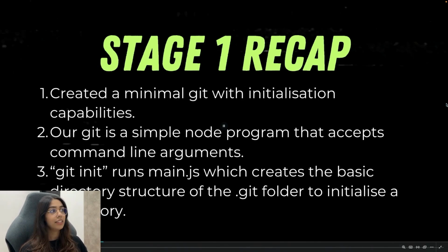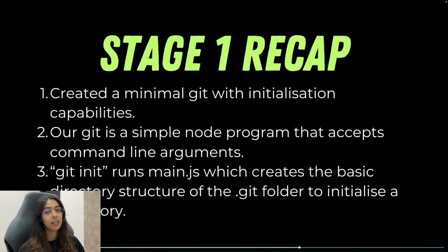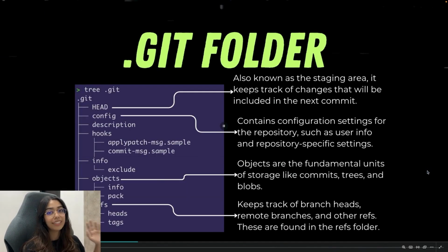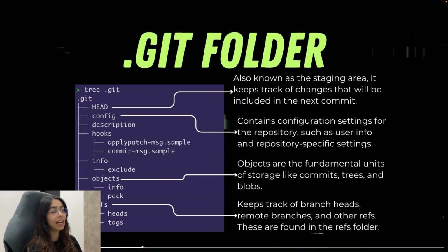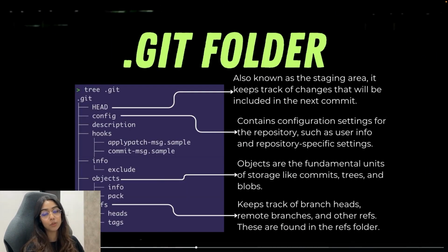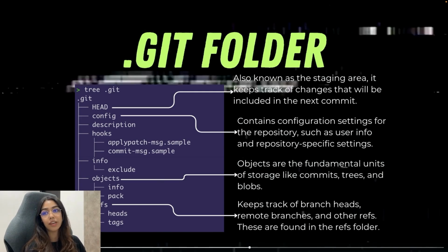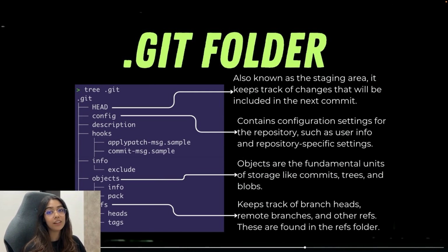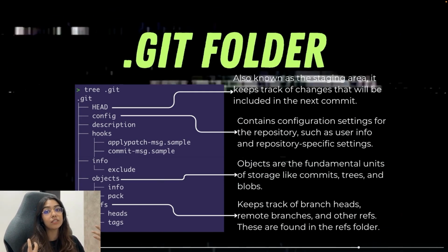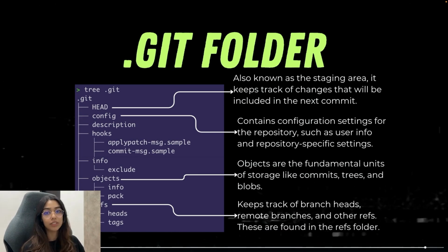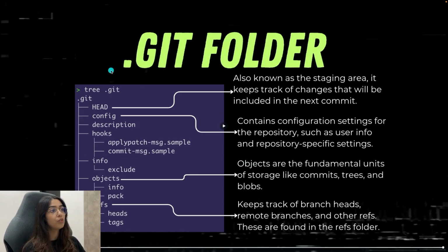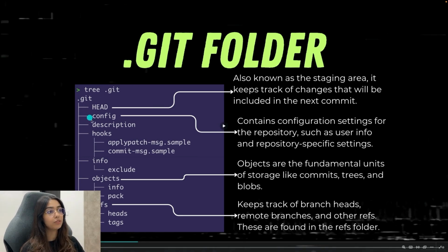So this is a recap of stage 1. In stage 1, I created my very first Git command, which was git init. What the git init command does is that it creates a .git folder. The .git folder is where all of the relevant data is stored that is used by Git to do all of its magic, basically. If you go inside of your .git folder and print out its content, you'll be able to see a tree looking something similar to this.